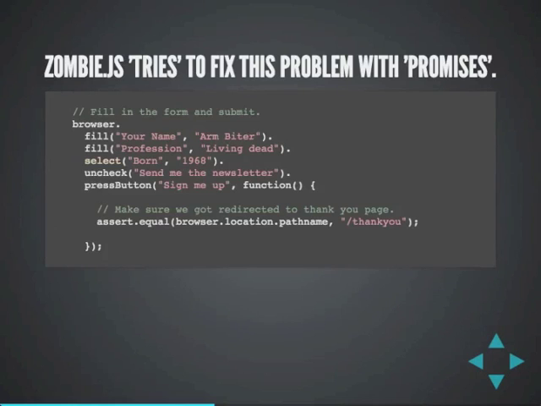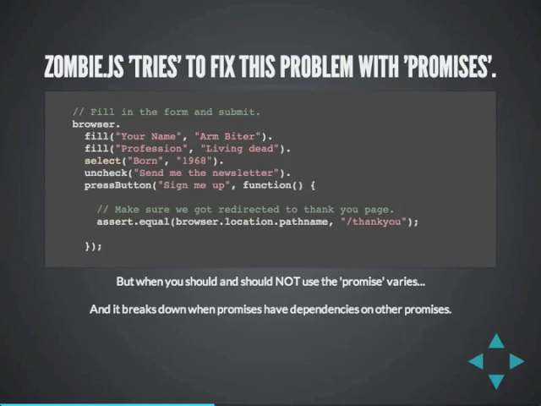You can't really use promises because when you should and should not use a promise varies, for one. And another thing is whenever one promise has a dependency on another. So let's say that on the very first line, you want to fill your name with maybe the contents of another element on the page. How would you do that using this? You would have to get the value and then somehow pass that to the next promise and say, I want you to fill it with this value. The point is it breaks down, and it breaks down in a very bad way.